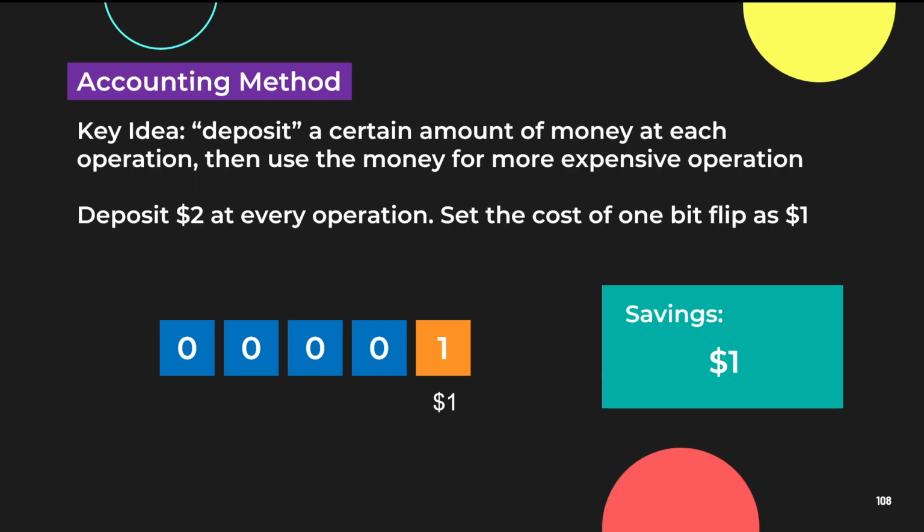Then the next time I want to flip, how many operations do I need? I need $2, because I need to flip this one and I need to flip this. So that will make me $2.